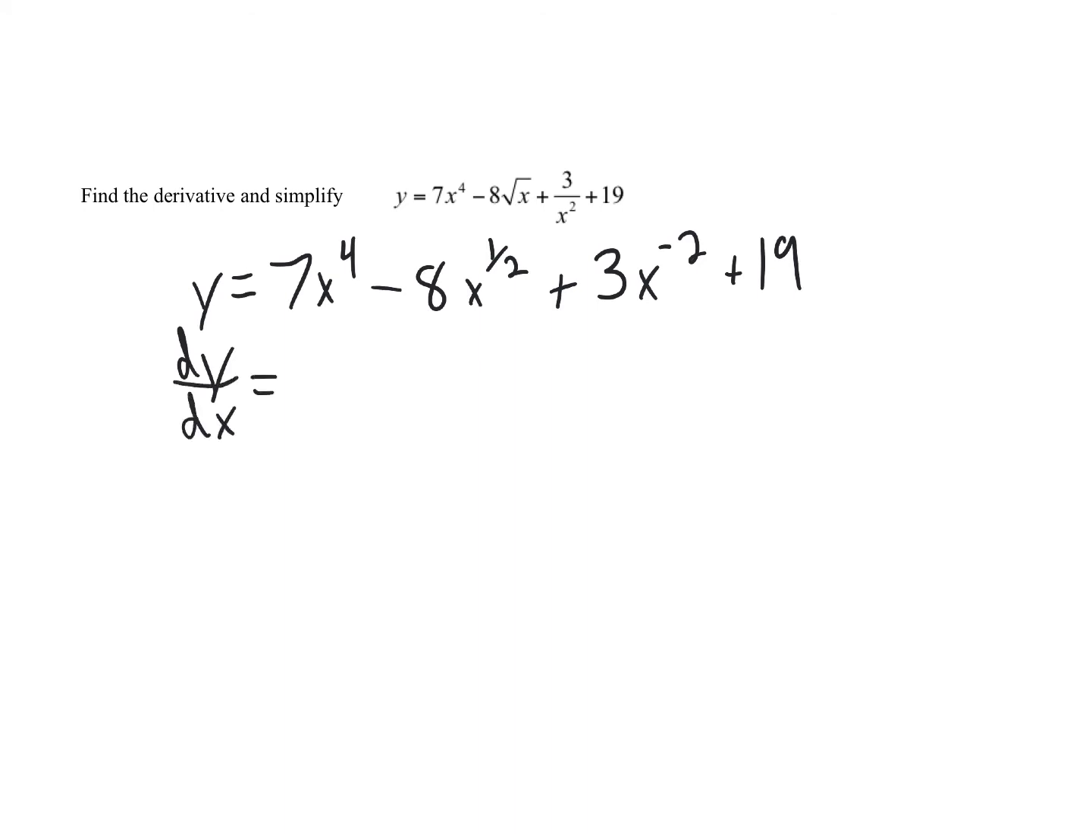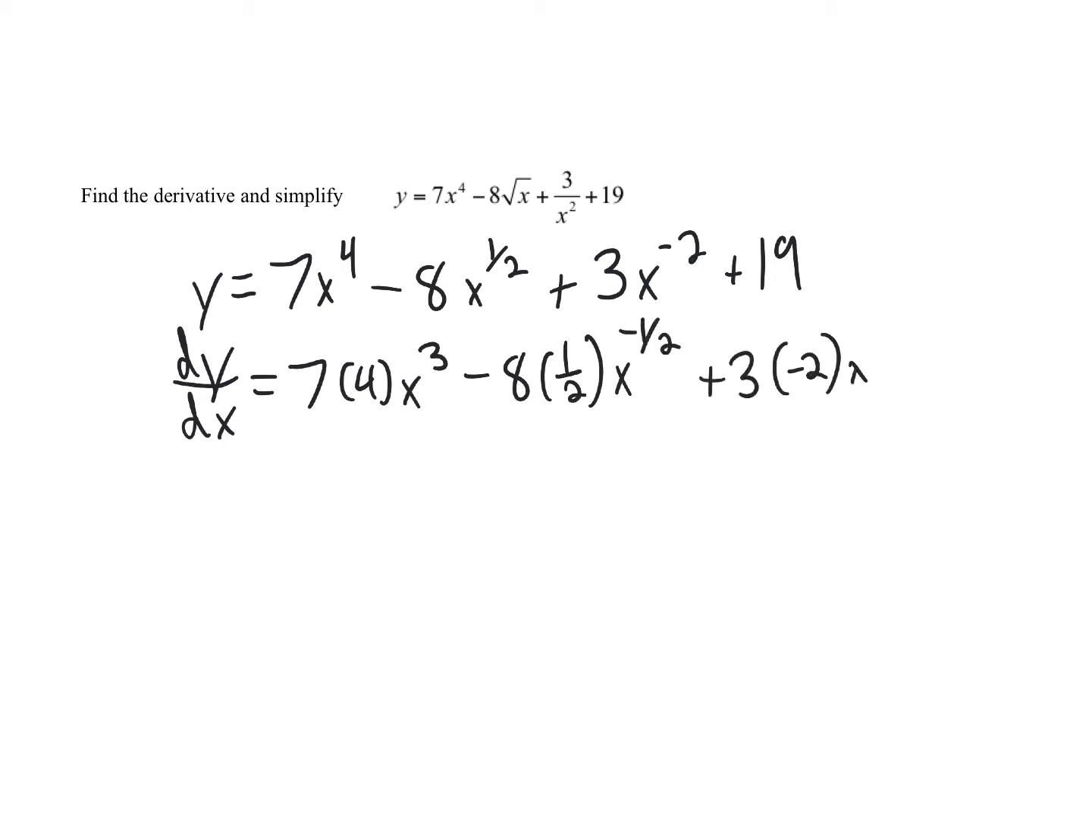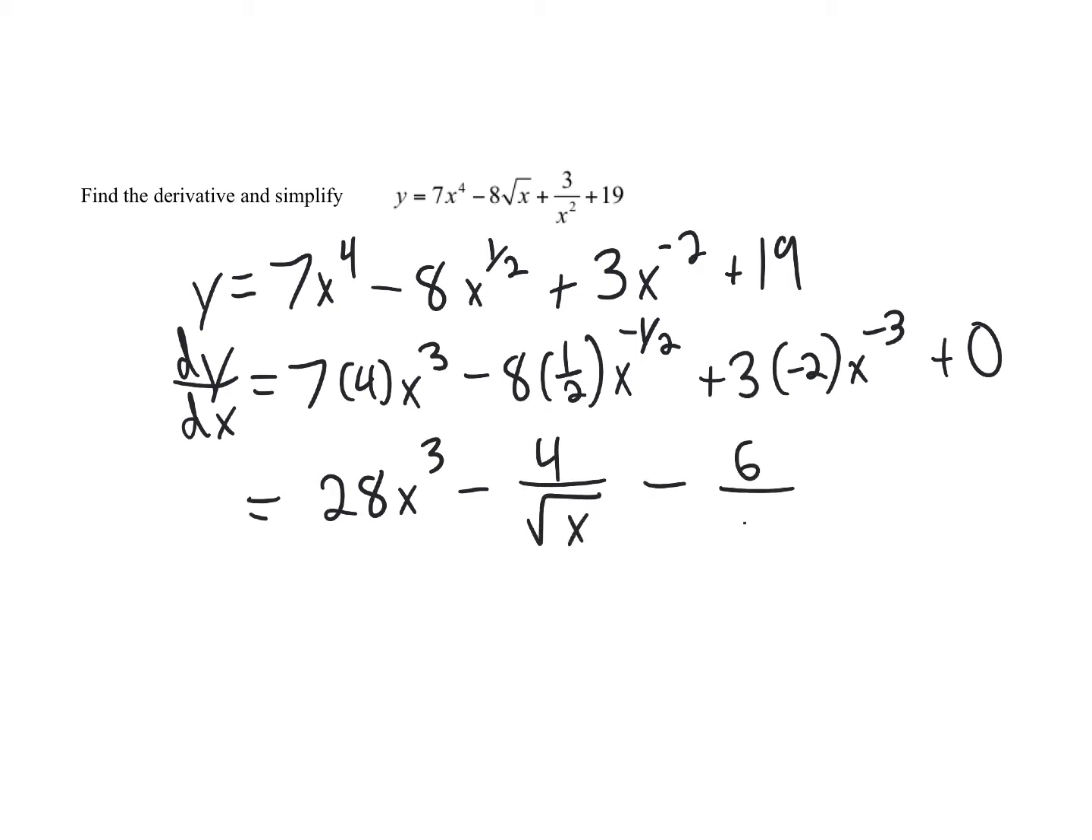So here we have 7 times 4x cubed minus 8 times a half x to the negative 1/2 plus 3 times negative 2x to the negative 3 plus 0. Simplify, we get 28x cubed minus 4 over root x minus 6 over x cubed.